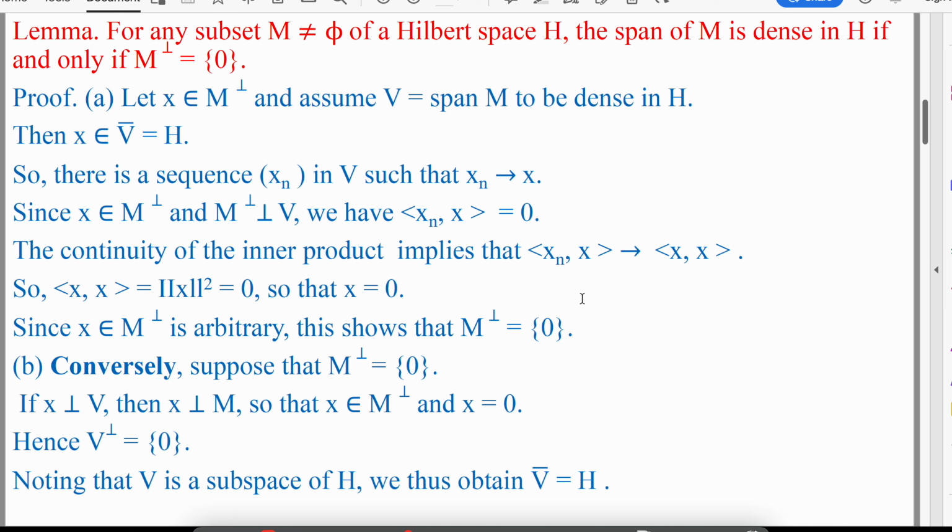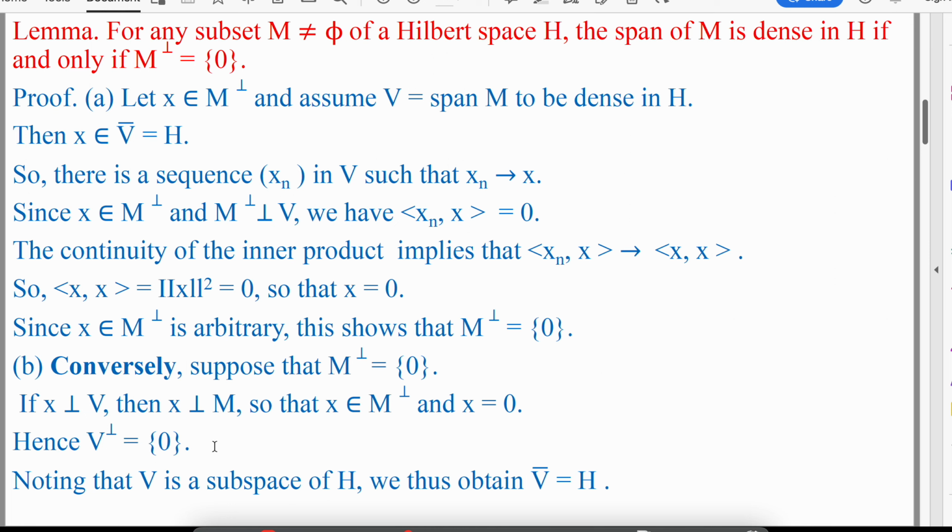Now for the converse part, suppose the orthogonal complement of M is equal to the singleton set 0. If x is orthogonal to V, then x is also orthogonal to M, because V is the span of M. And because x is orthogonal to M, it means x belongs to the orthogonal complement of M. But the orthogonal complement of M is the singleton set 0. It means x is equal to 0. And therefore, the orthogonal complement of V is also 0, and V, the span of M, is dense in H.